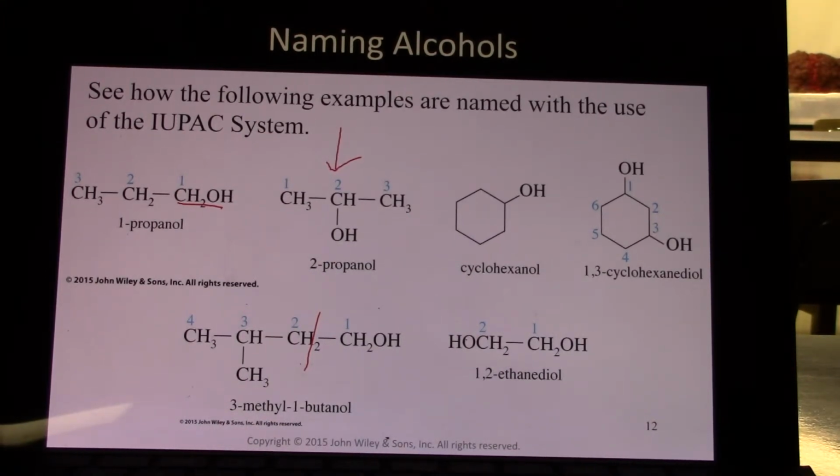Here we have cyclohexanol, 1,3-cyclohexane diol, because we have 2 OHs, it's a diol. 3-methyl-1-butanol, we get the longest chain, has 4 carbons. And you want to make sure the OH is on the lowest numbered carbon, so this becomes carbon 1, and you have a methyl group off of carbon 3. And 1,2-ethane diol. Again, the diol means there's 2 OH groups.